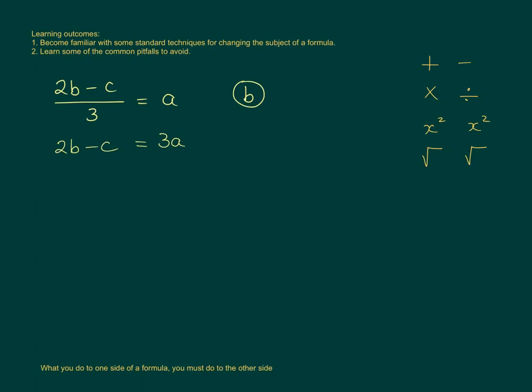Now in this case we want to have B on its own on the left, so the first thing we need to do is get rid of the minus C from the left. If you want to get rid of a minus, you have to add C to both sides. So if we add C to the left hand side, we simply get 2B. Then add C to the right hand side, you get 3A plus C. And finally, because we just want B on the left hand side, we have to divide the left hand side by 2. So we divide everything by 2. So we get B on the left hand side, and then on the right hand side we get the entire thing divided by 2.